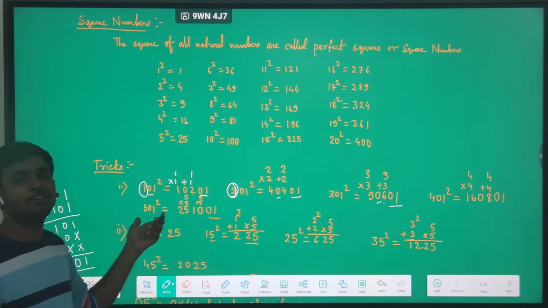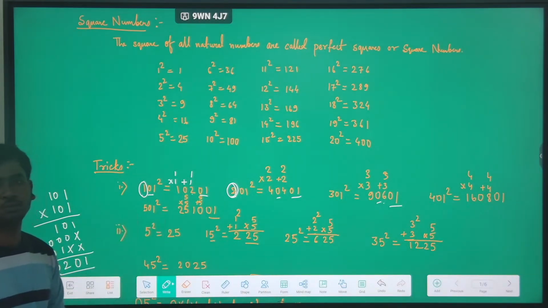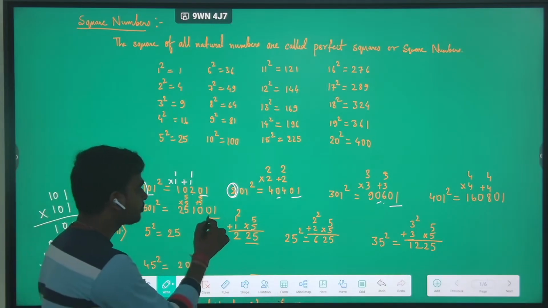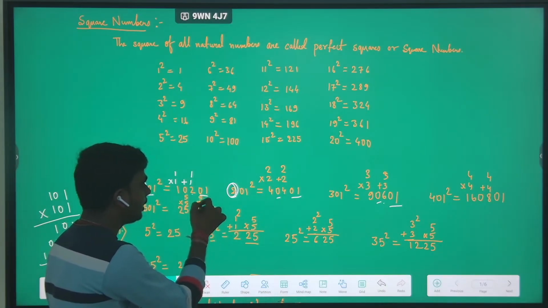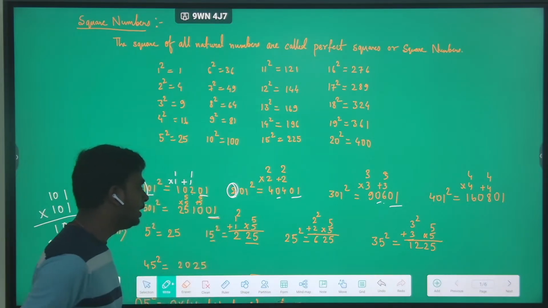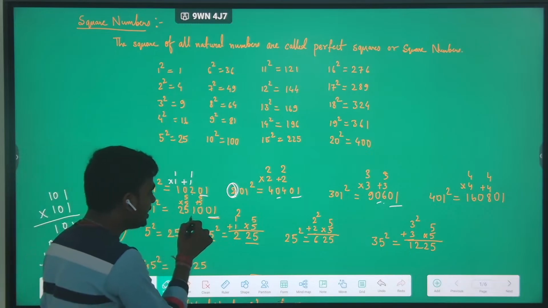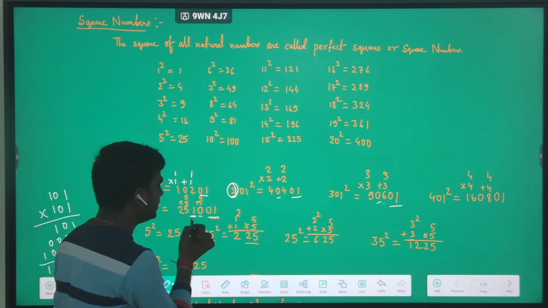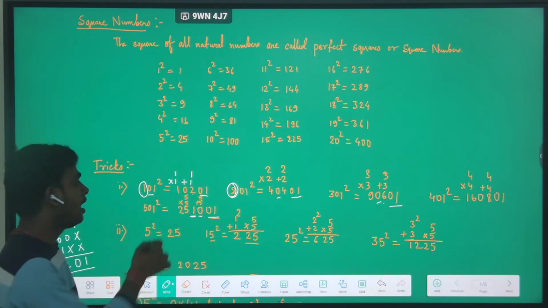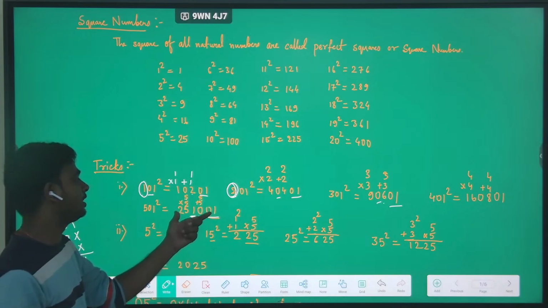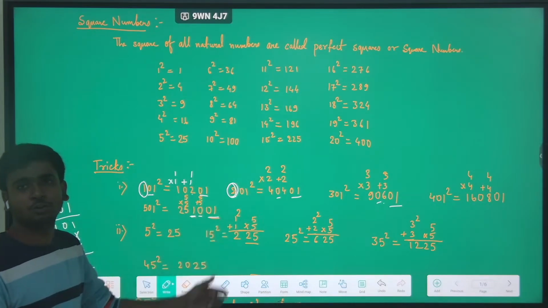For example, if we are finding out the value of 501 whole square, how will we get it? This 01 will be the same. For this, 5 plus 5 is 10. So what will we write? We will write 0, and here in place of 0, we will add 1. So we will get 0 here and 1 here. After that, 5 into 5 is 25. So we will get the value as 251001.